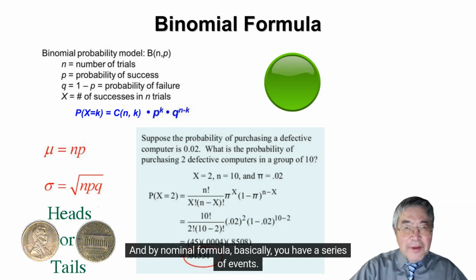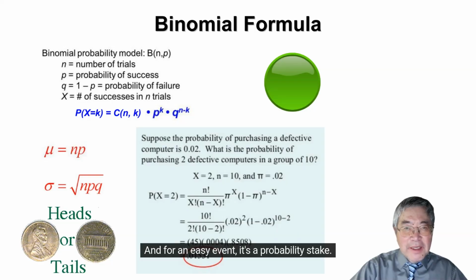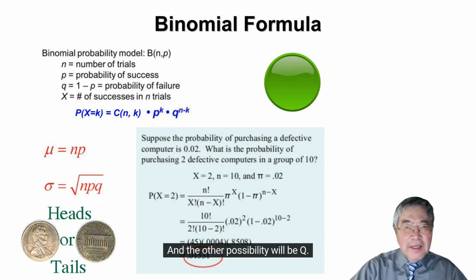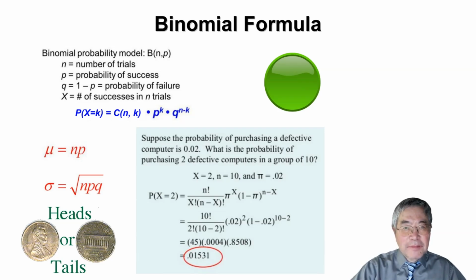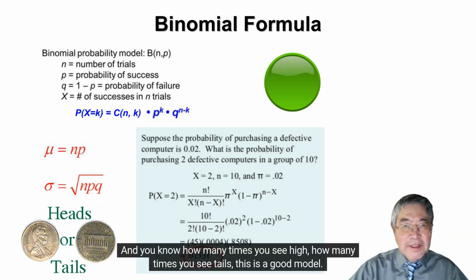And by the binomial formula, basically, you have a series of events. For an individual event, there's a probability P. Say you toss a coin, and there's a certain probability P for one result, and the other possibility will be Q, where Q equals 1 minus P. So you keep doing multiple experiments, and you know how many times you see heads and how many times you see tails. This is a good model.